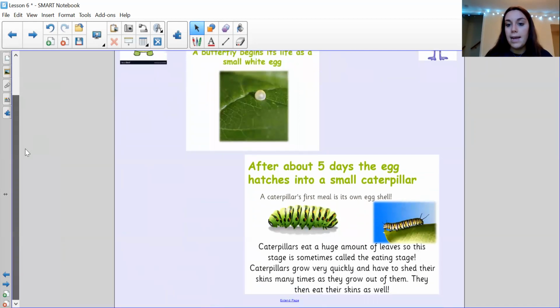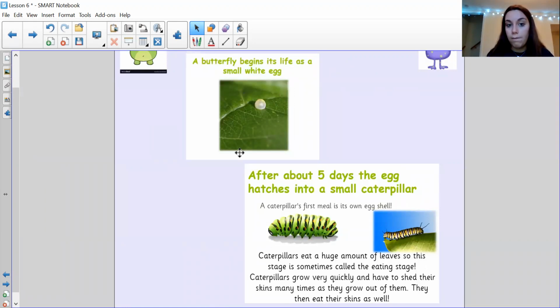After about 5 days, the egg hatches into a small caterpillar. A caterpillar's first meal is its own eggshell, so that's the first thing it eats. Caterpillars eat a huge amount of leaves, so this stage is sometimes called the eating stage. Caterpillars grow very quickly and have to shed their skins many times because they grow out of their skin and they have to keep shedding it and eating more and more.